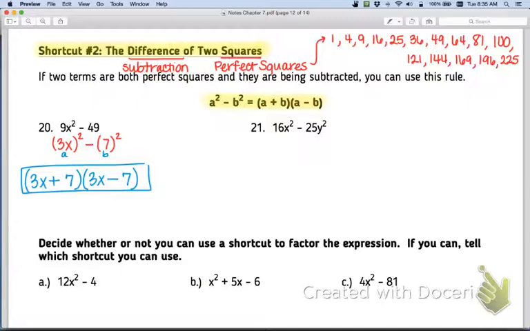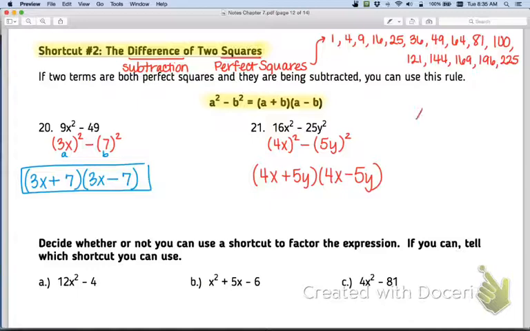The first thing I notice is that I have subtraction. That's good. And 16 and 25 are both in my list. And then my x is squared and my y is squared. So these are definitely perfect squares. This would be 4x that we're squaring minus, this one would be 5y that we're squaring. And so 4x is our A, 5y is our B. That means our factors would be 4x plus 5y and 4x minus 5y. And that's it. You don't have to set it up with a 0.